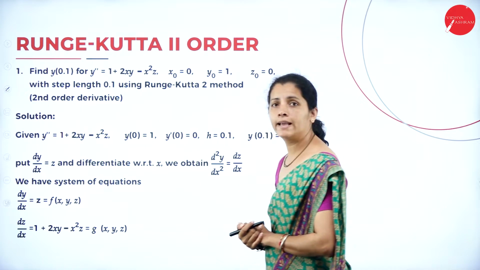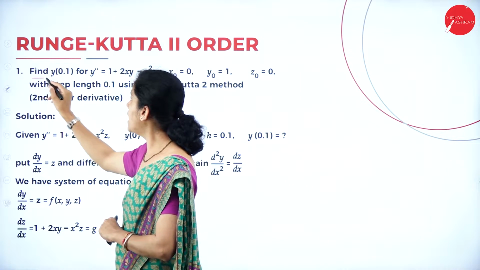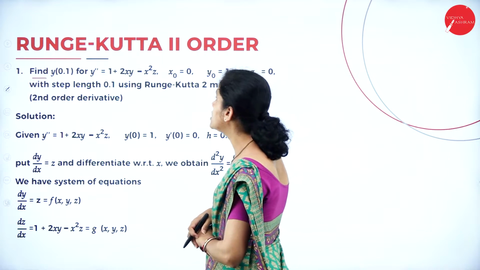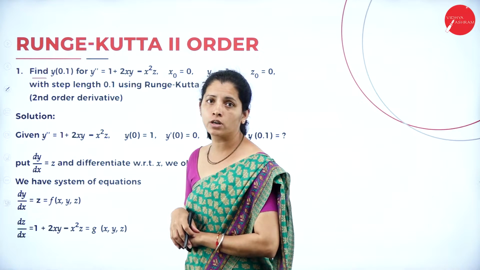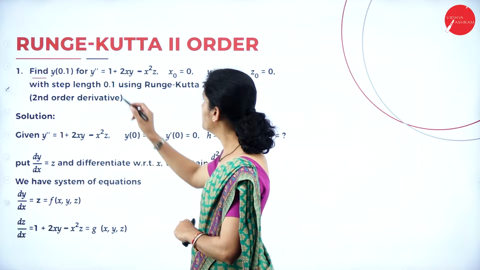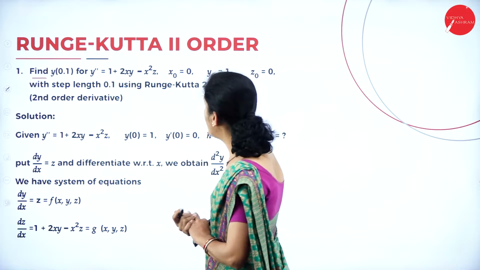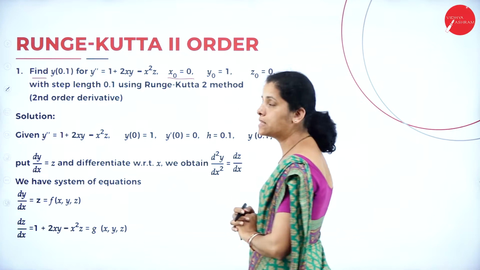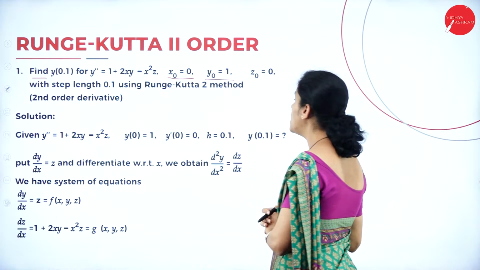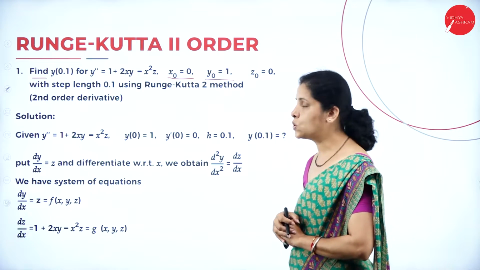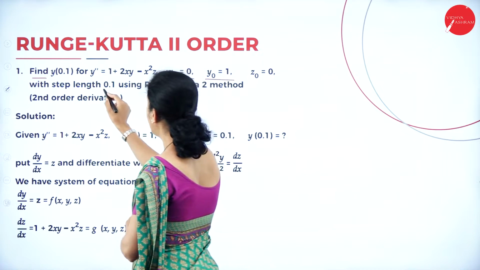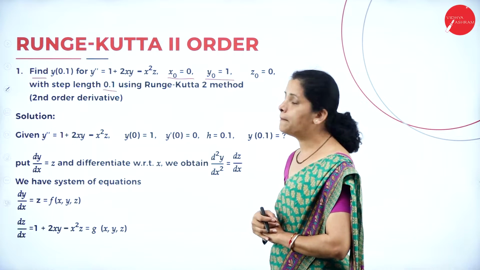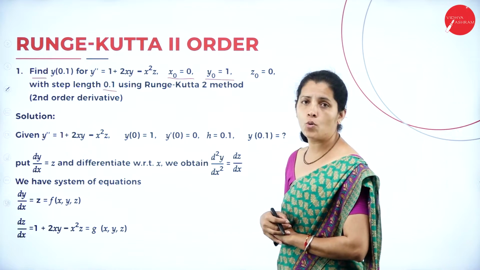Now, let me consider the example here. Find y of 0.1 for y double dash, in the sense the second order derivative, equal to 1 plus 2xy minus x square z, where x0 is nothing but 0, y0 is nothing but 1 and z0 is nothing but 0. And h is nothing but 0.1, and using the Runge-Kutta method, I want to solve this problem.